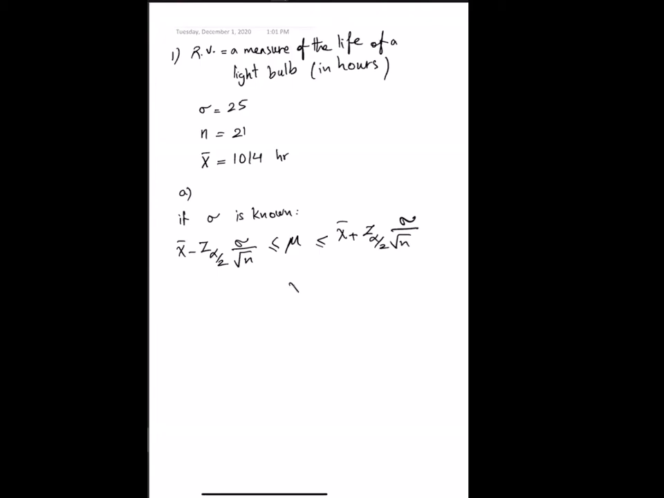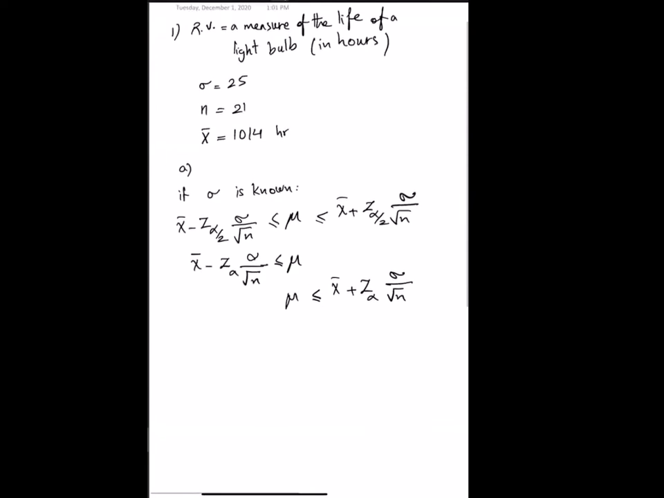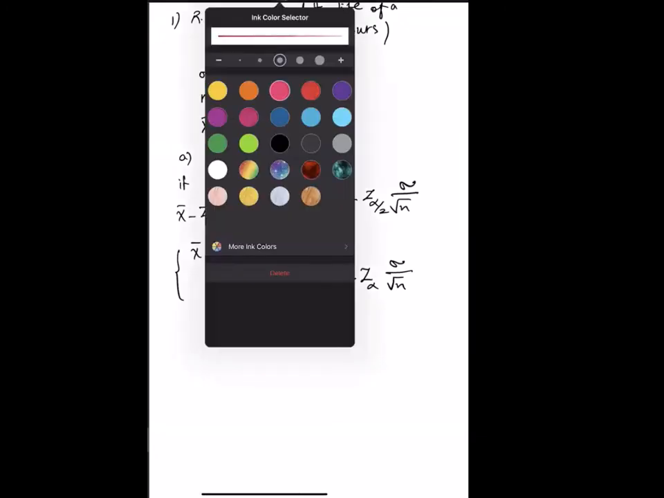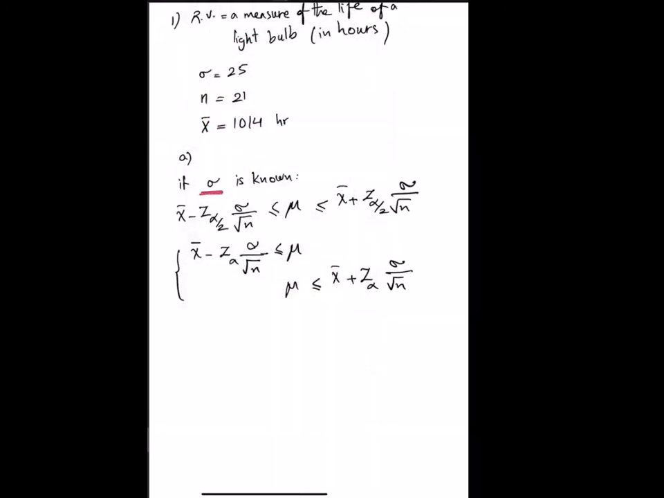If it is one-sided, it's going to be X bar minus Z alpha sigma over square root of n. Or if we need an upper bound, it's going to be X bar plus Z alpha sigma over square root of n. So the first one is a two-sided, and the second one and the third one are the one-sided confidence intervals. And this is when the standard deviation of the population or variance of the population is known.